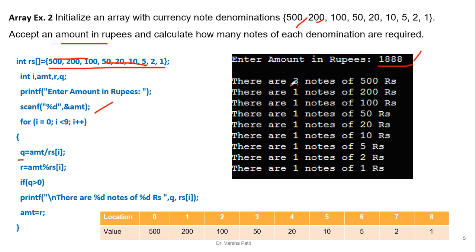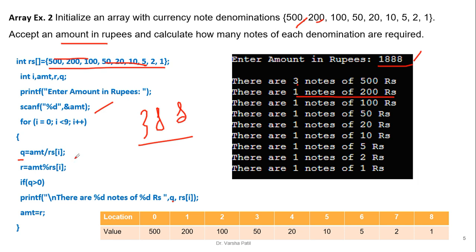So q is nothing but there are 3 notes of 500 rupees. After that amount is equal to r. Now the amount remaining is 388, which is assigned to amount. Then it will go to the next iteration, take I equal to 1. When I equal to 1, it will take 200 because RS of 1 is 200. So 388 divided by 200. The quotient is 1 and remainder is 188. Now it will print there is 1 note of 200 rupees, and after that whatever the value, 188, is assigned to amount again.